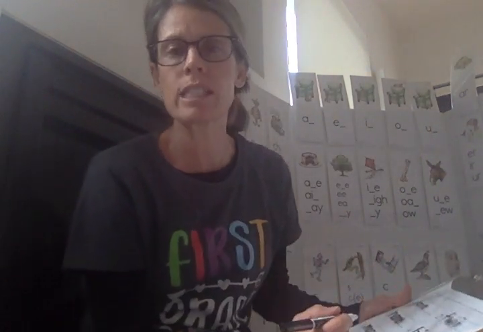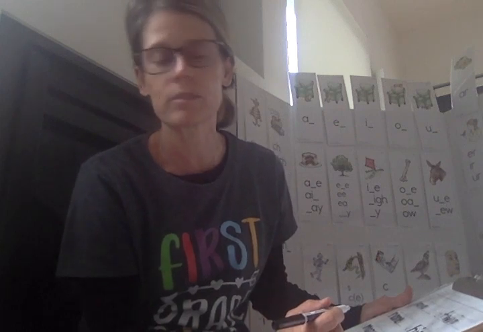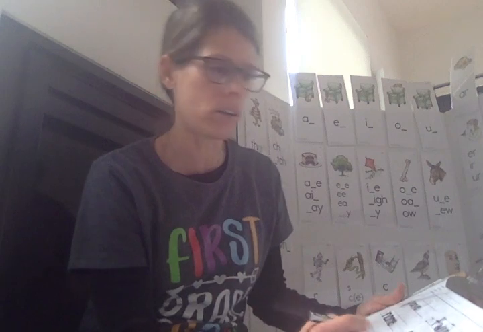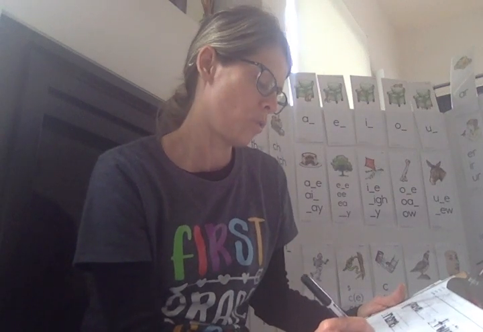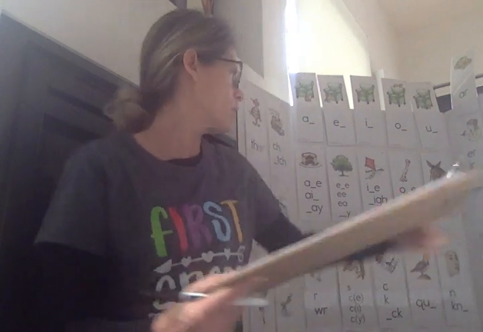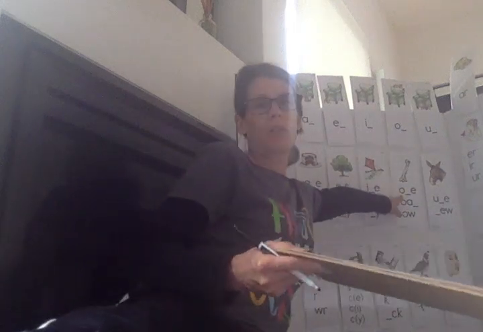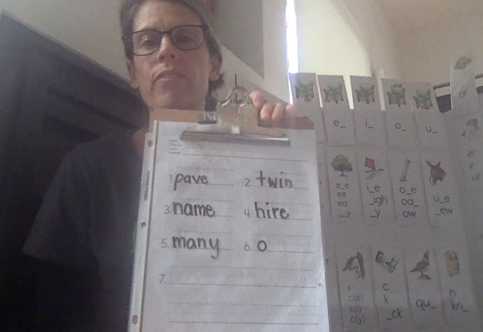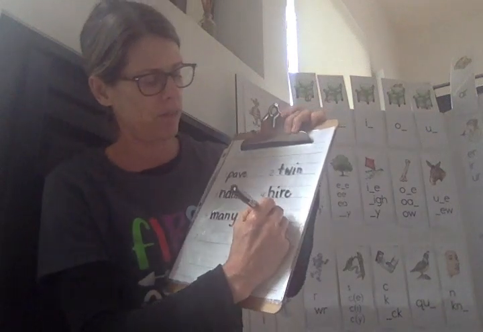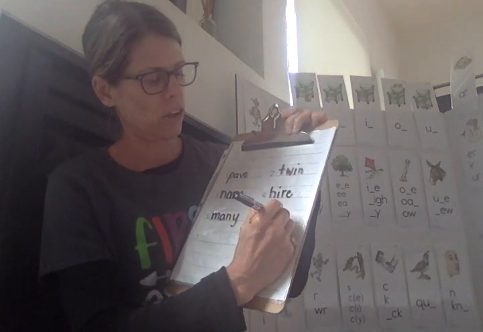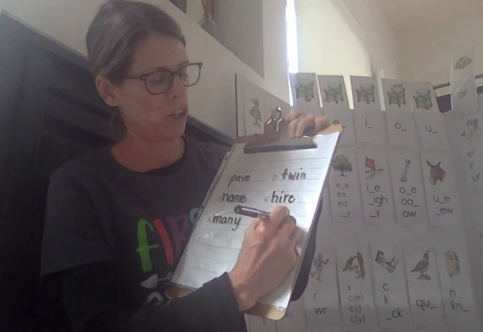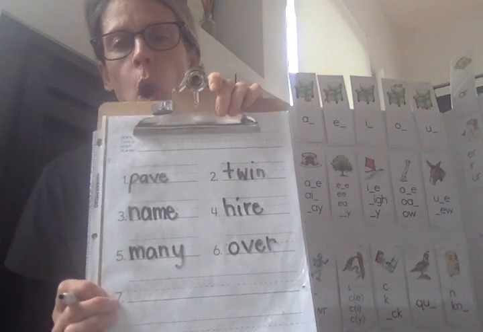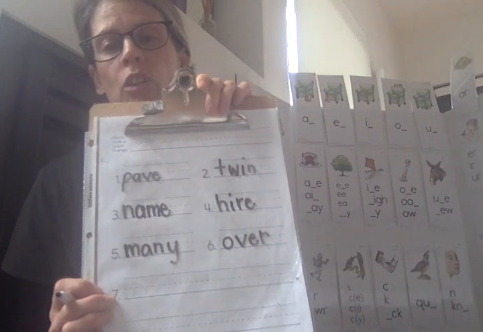Okay, our next word, say over. Over. She jumped over the log. So O. And we're going to use this first spelling right up here in our long O. O, V. Over. ER at the end. Over.